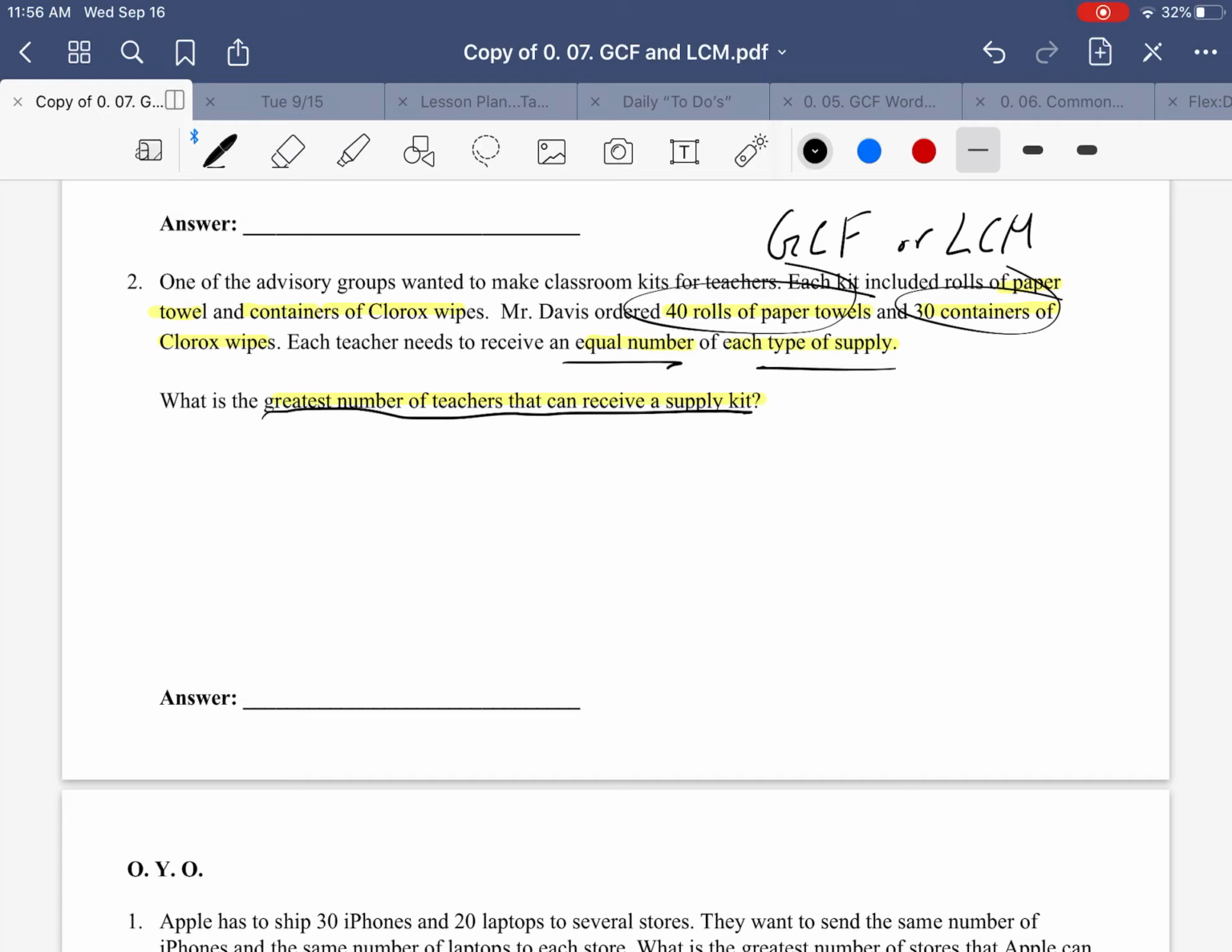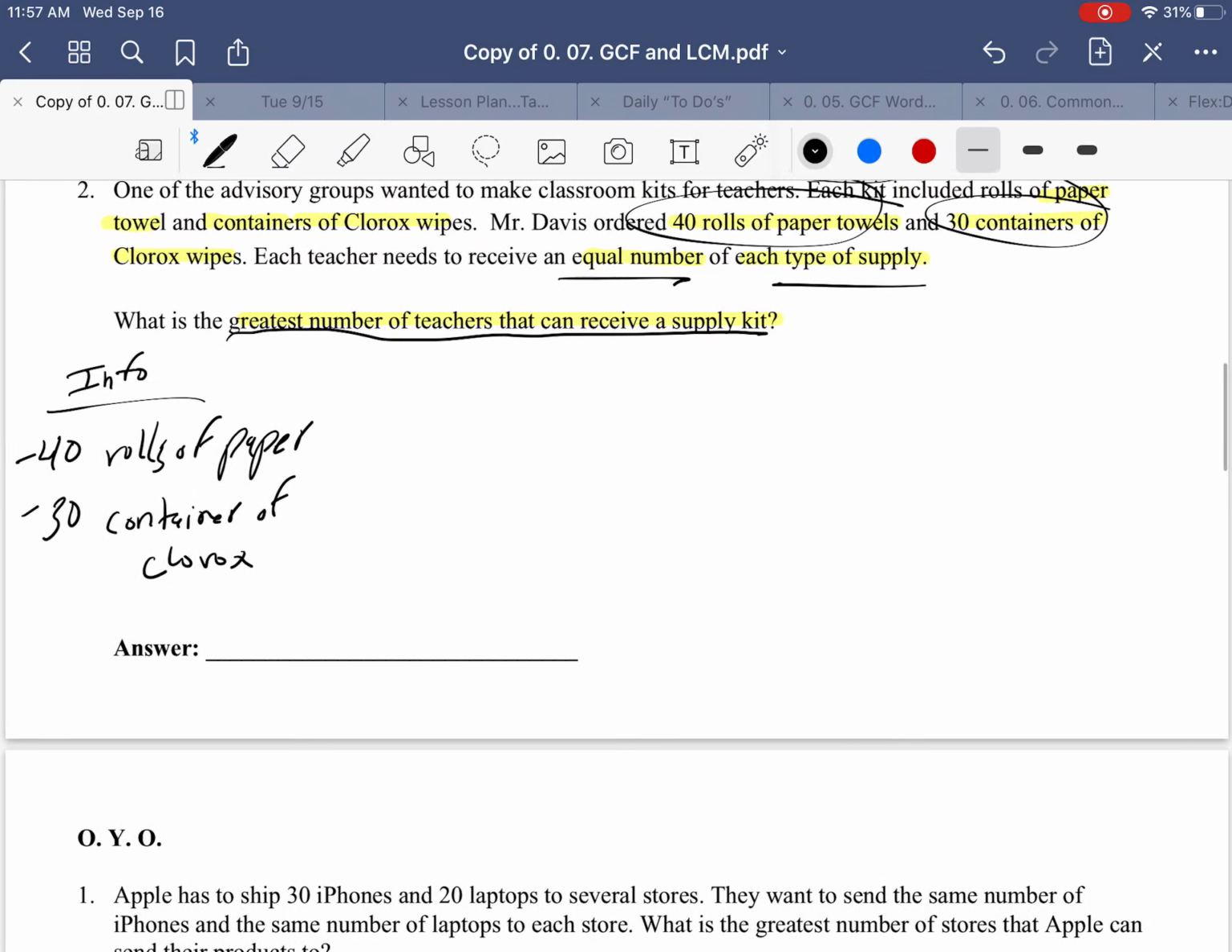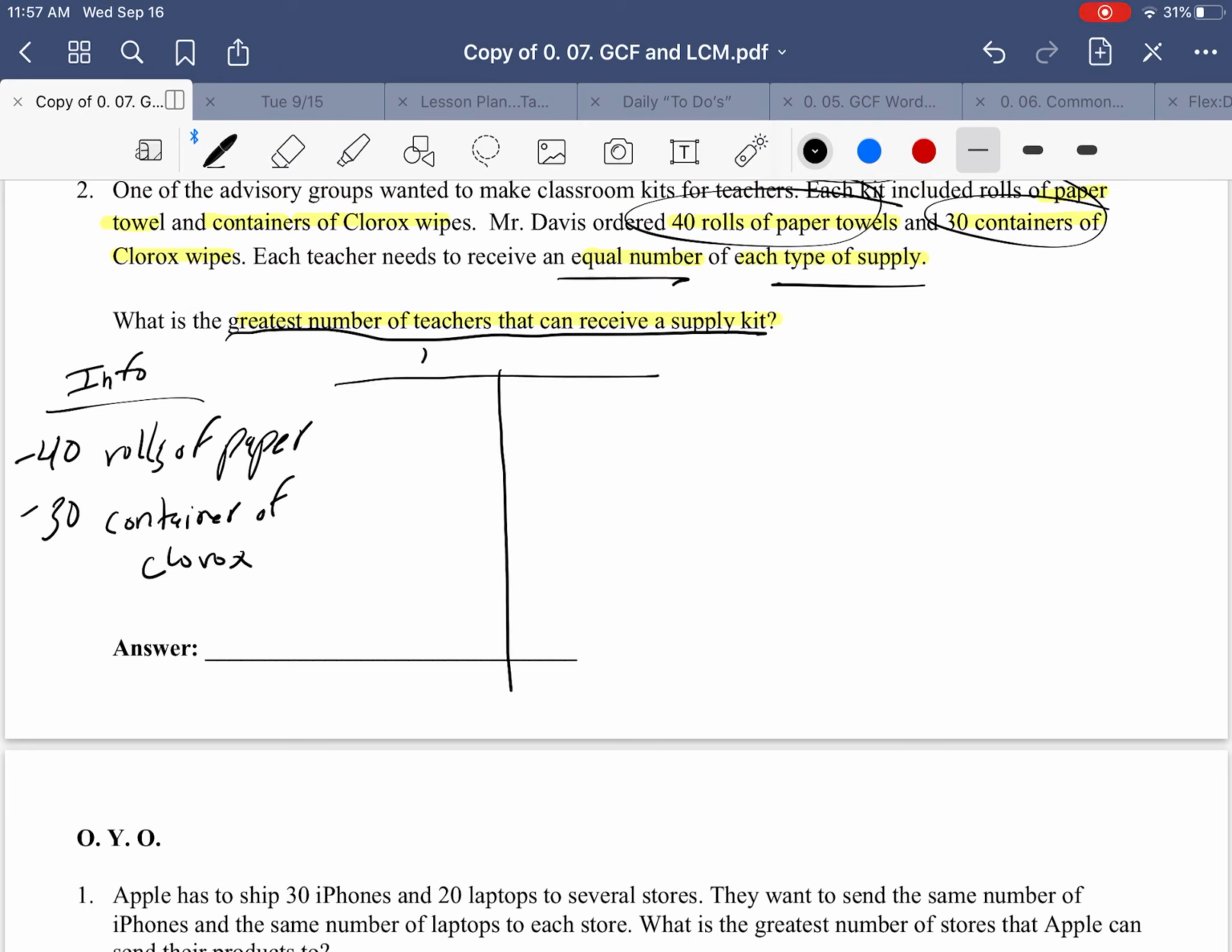So let's begin. We have our info, and we have 40 rolls of paper, and we have 30 containers of Clorox. Okay, so if this is a greatest common factor problem, well, let's make sure that we are showing all of our work. We're creating our T-chart, and we have 40 rolls of paper, and we list out all our factors.